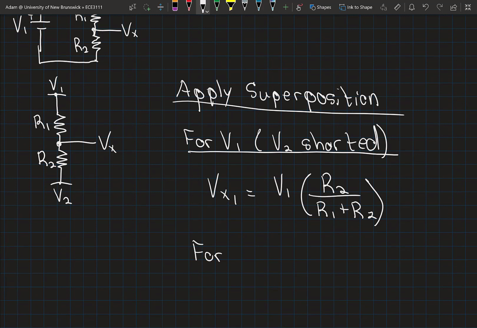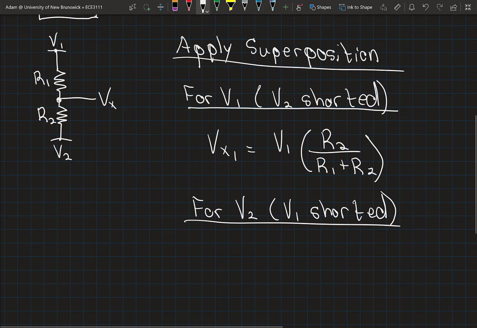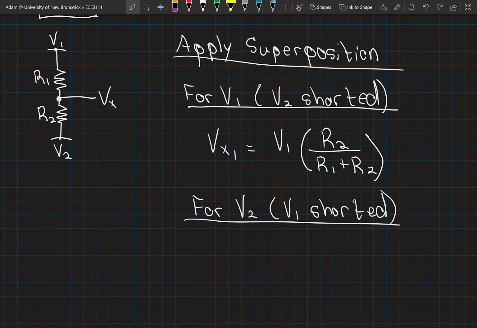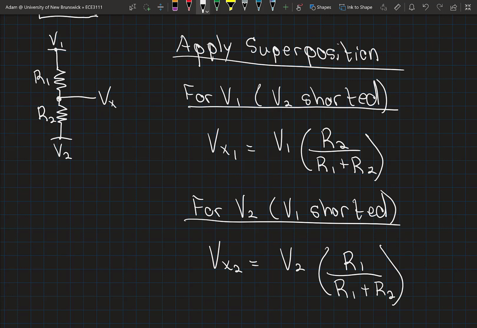But now finding the voltage at Vx due to V2, now assuming V1 is shorted, and basically in my diagram, the point that's labeled V1 would be simply connected to ground. Now I can calculate the voltage at Vx due to that source V2 as V2 times R1 now, because the voltage is appearing across R1, divided by R1 plus R2.